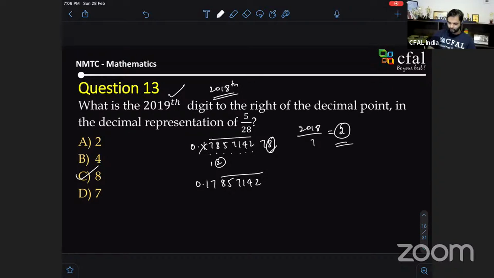Let's see. Because I have not solved any of these problems, I'm directly solving in front of you, so I don't know the answers as well. So, okay, what are we going to do now? We're going to take 2019, but we are removing 2 digits here. So 2017. Now divide by 6. Now we are interested in the remainder.